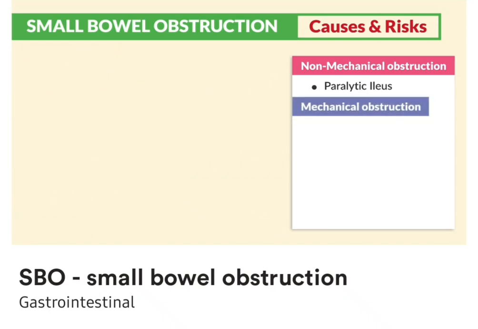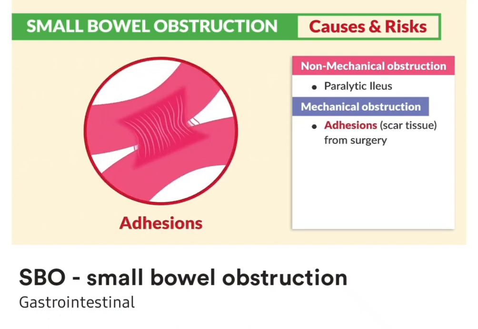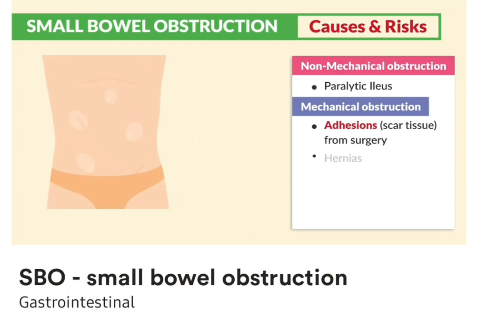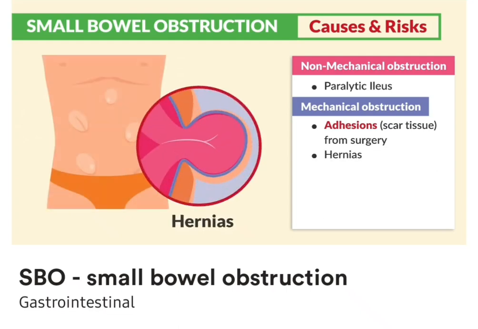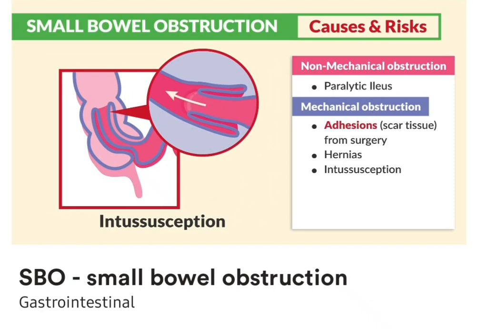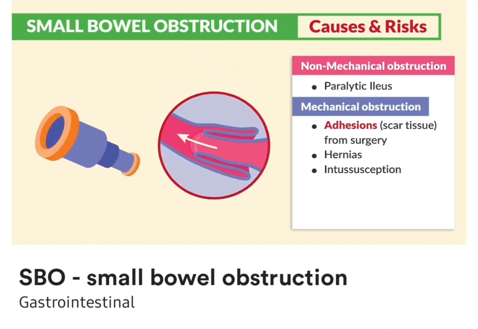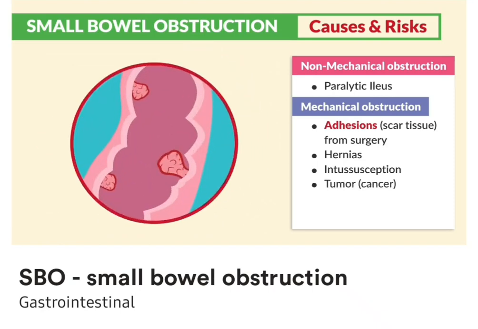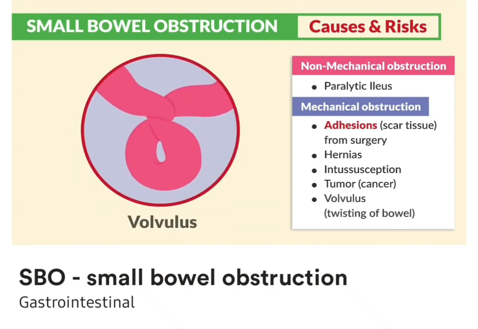And mechanical obstruction, which is that physical blockage, from adhesions like scar tissue from surgery, even from hernias, and intussusception, where a part of the bowel gets stuck into another, kind of like a telescope, and also from tumors, from cancer, and volvulus, basically just a twisting of the bowel.